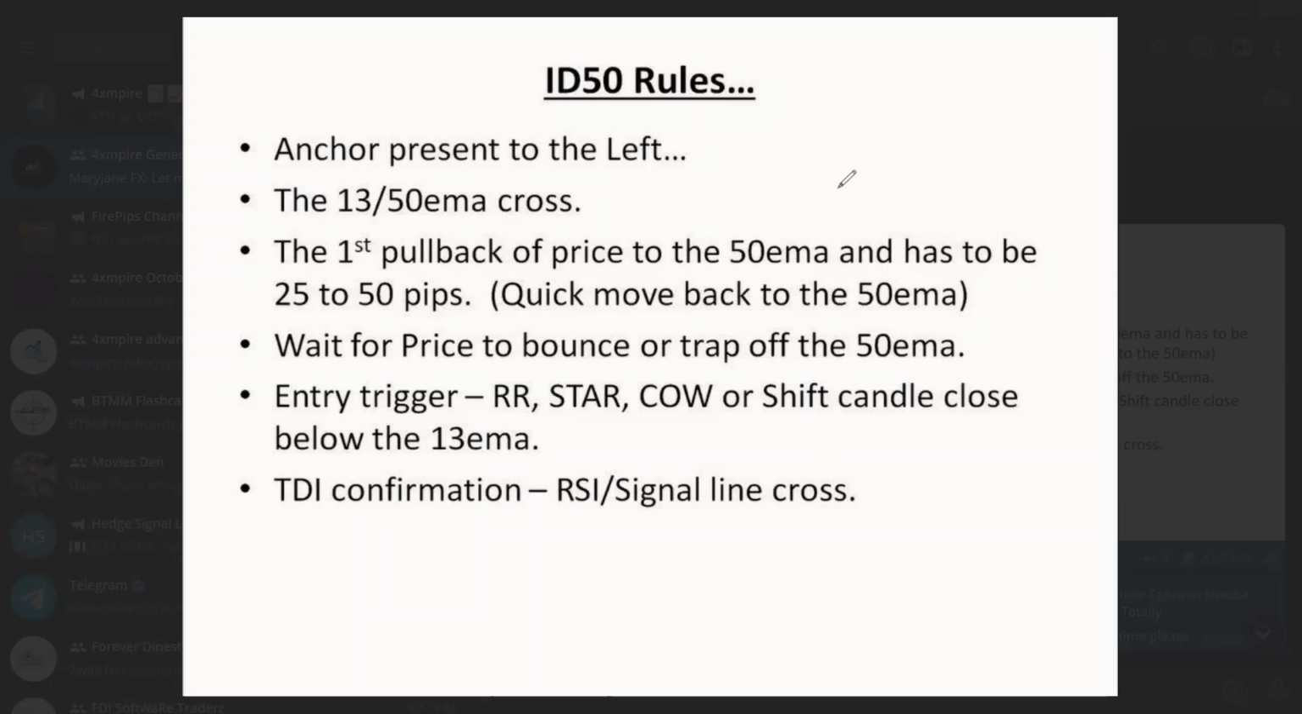Your entry signal is railroad track, which is known as engulfing. The evening star or the morning star, then cord of wood or shift candle, which closes below or above, depending on where you are looking to go.